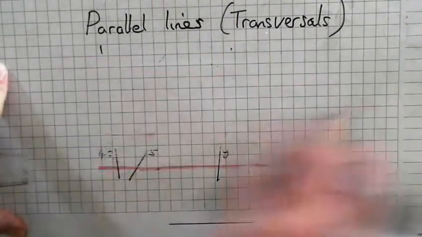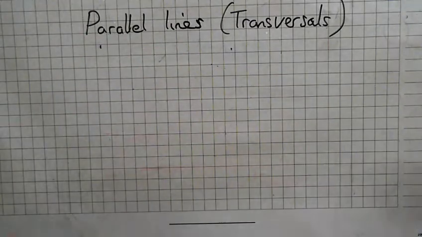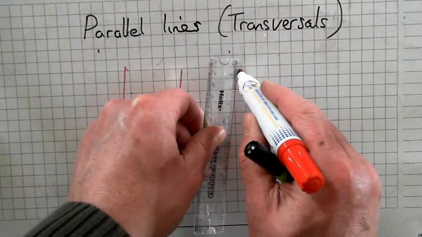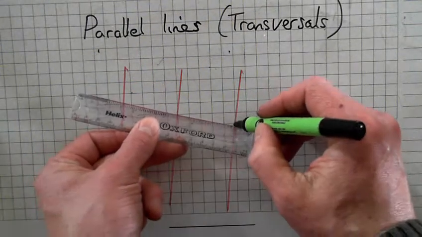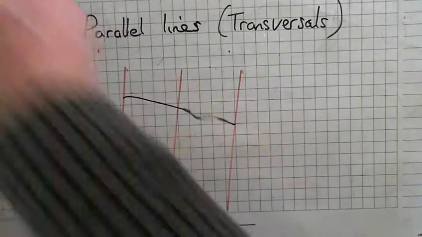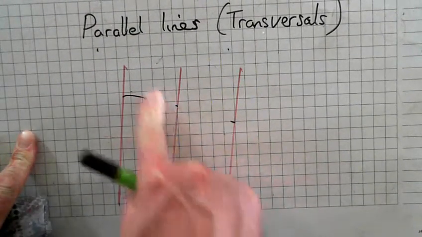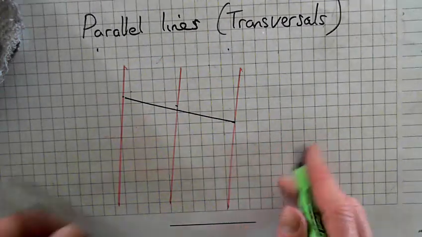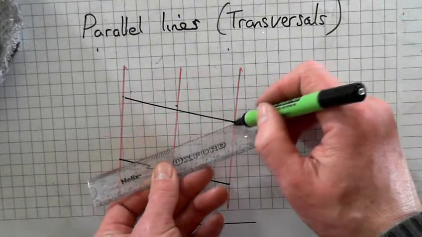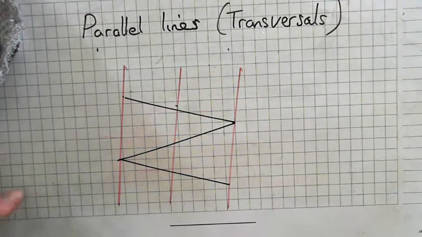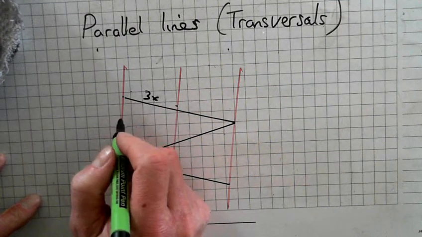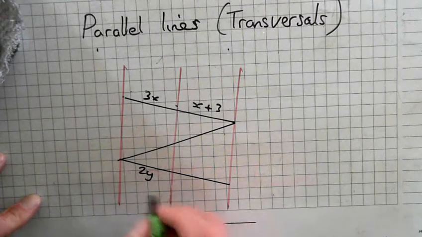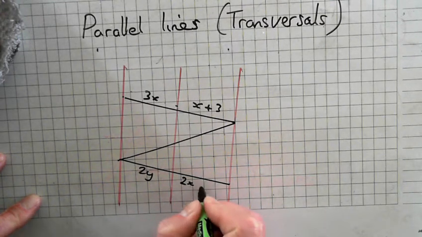Right, another, slightly harder example. Three parallel lines, equidistant apart, and you have this is 3x and this is x plus 3. You have 2y and you have 2x minus 1.